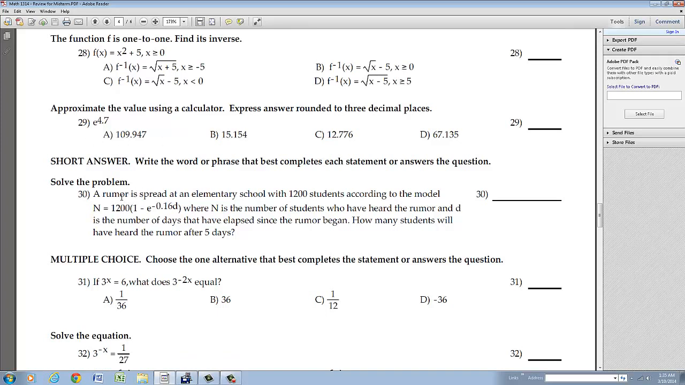Okay, and this one here, a rumor is spread at an elementary school with 1,200 students according to the model right here, where N is the number of students who have heard the rumor and D is the number of days that have elapsed since the rumor began. How many students will have heard the rumor after 5 days? Well, you just put 5 right there. So again, with the calculator, evaluating this thing is just plugging in, and for 30, the answer comes out to 661 students.